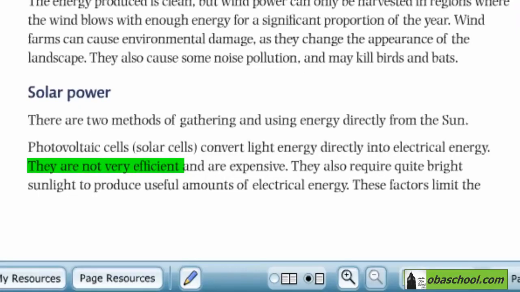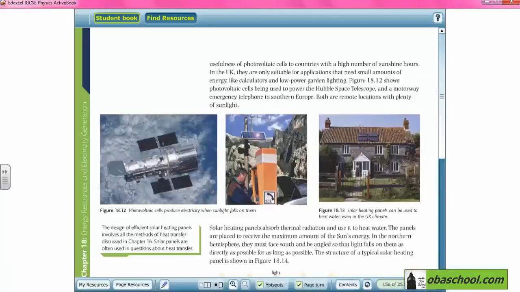They are not very efficient and are expensive. They also require quite bright sunlight to produce useful amounts of electrical energy. These factors limit the usefulness of photovoltaic cells to countries with a high number of sunshine hours. In the UK, they are only suitable for applications that need small amounts of energy, like calculators and low-power garden lighting.